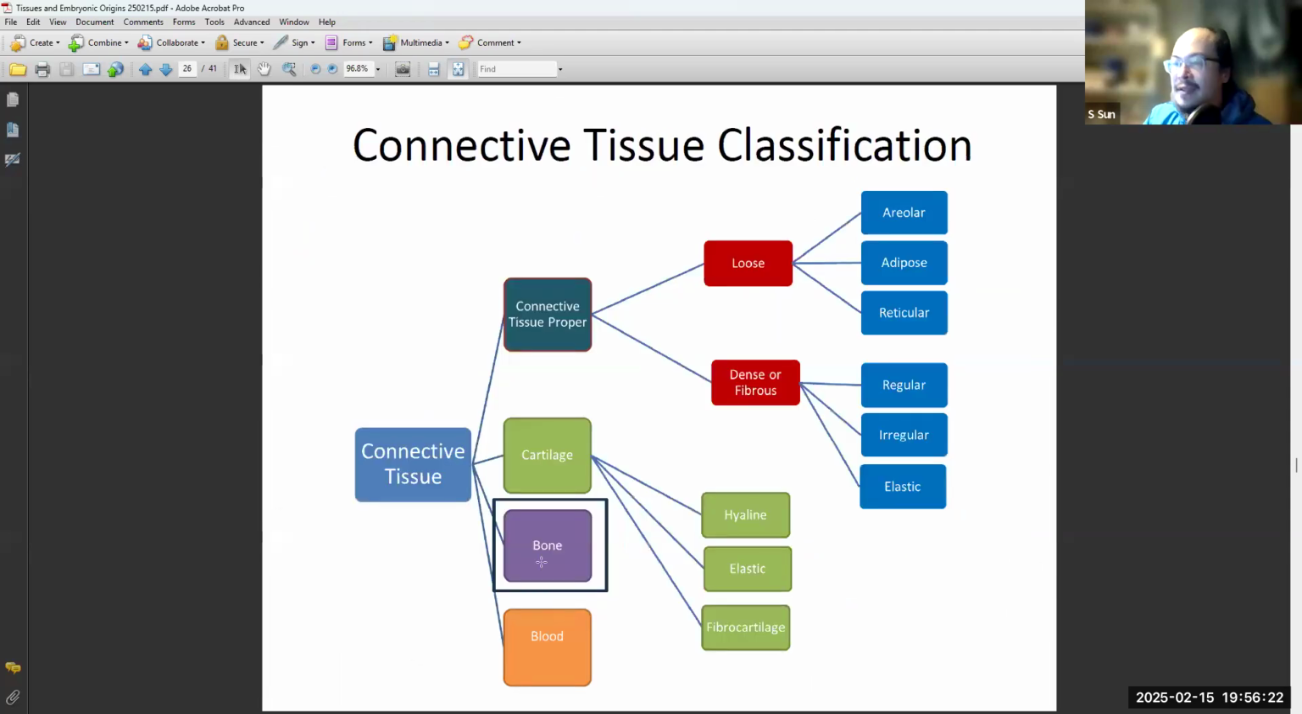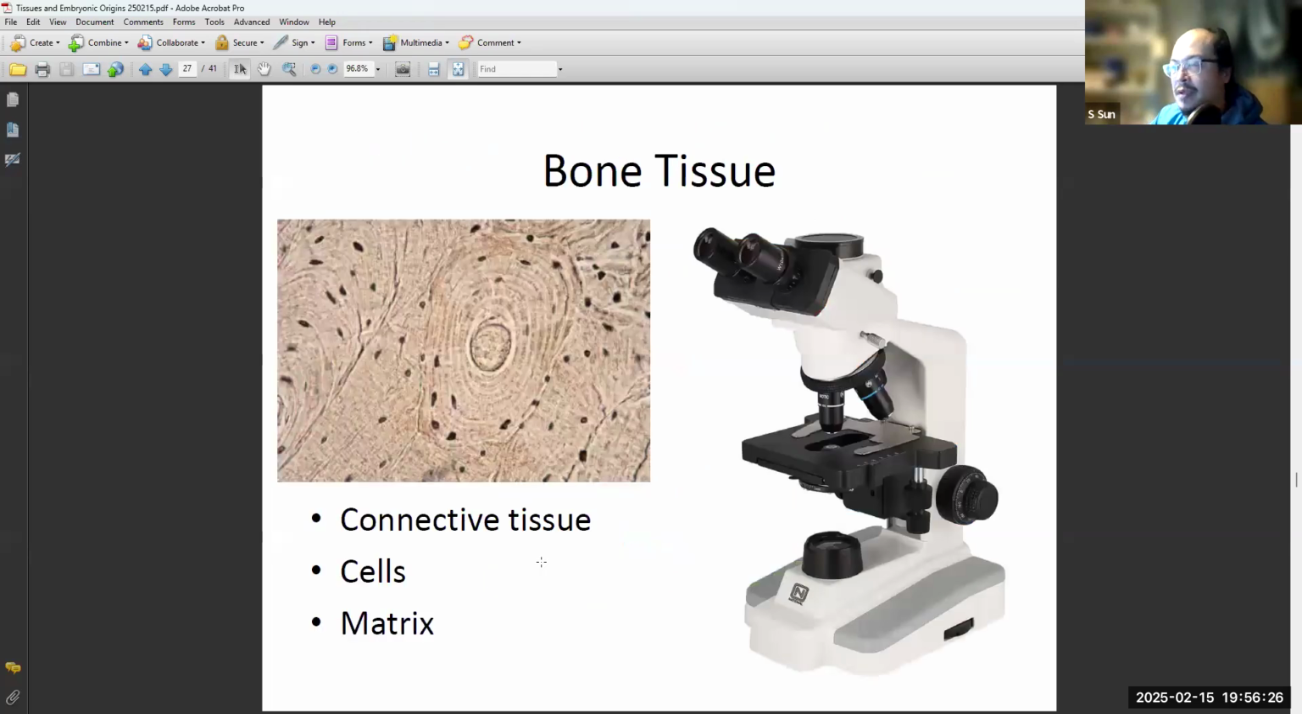Now, the other one is bone. What are the cells in bone? So here is bone. In our lab we draw the bone tissue. The feature of the bone tissue is that you have cells that are sparsely distributed, and the matrix is pretty firm. So that's a unique part. And what are the cells?